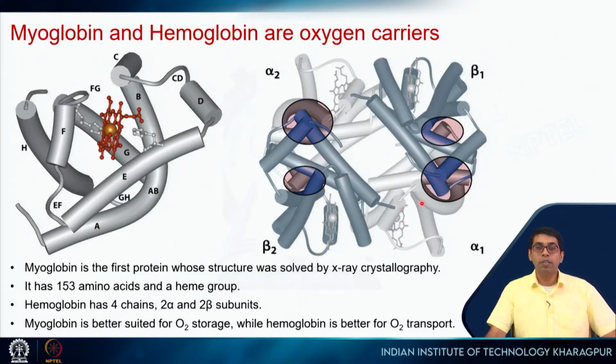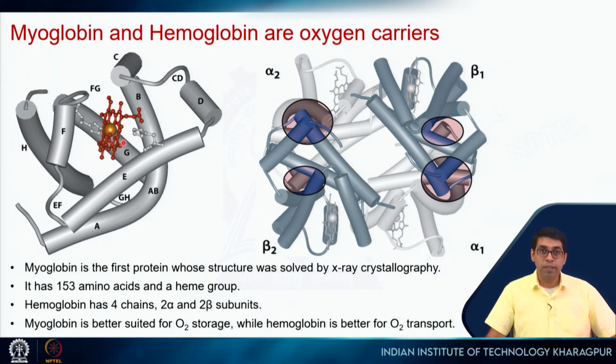So, let us look at hemoglobin, because I am going to talk about allostery, and hemoglobin is a classical example of a protein which shows not only allostery but also another important phenomenon called cooperativity, right. So, here are two proteins. The one shown on the left is myoglobin. It is a single polypeptide chain, and in its binding site it has this heme group, which has a porphyrin ring and a ferrous ion, and this is the one which will bind oxygen.